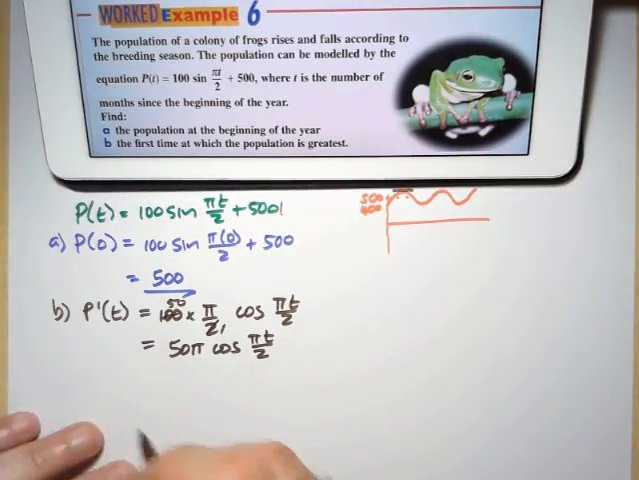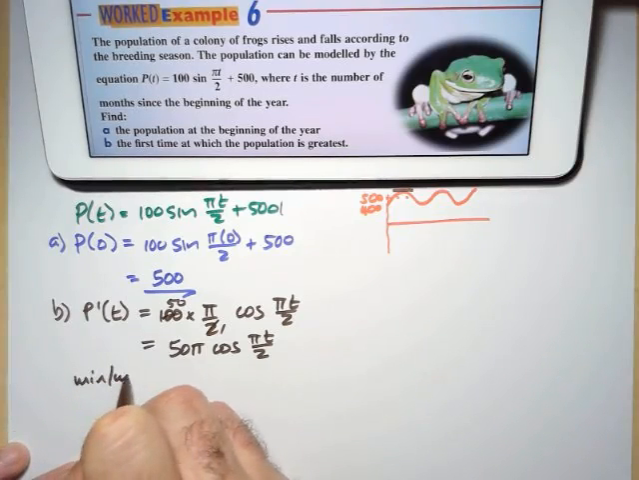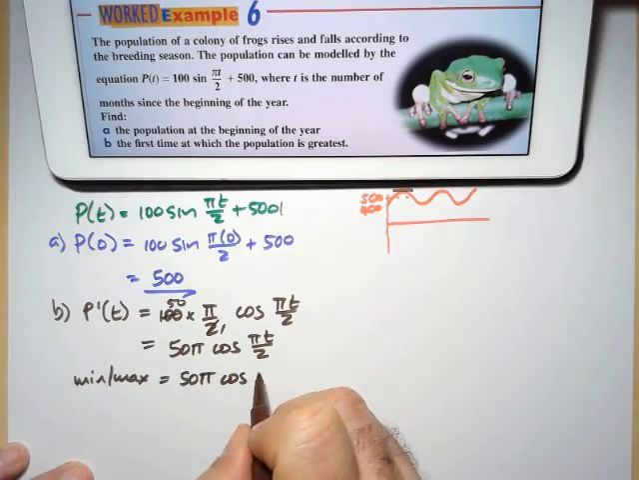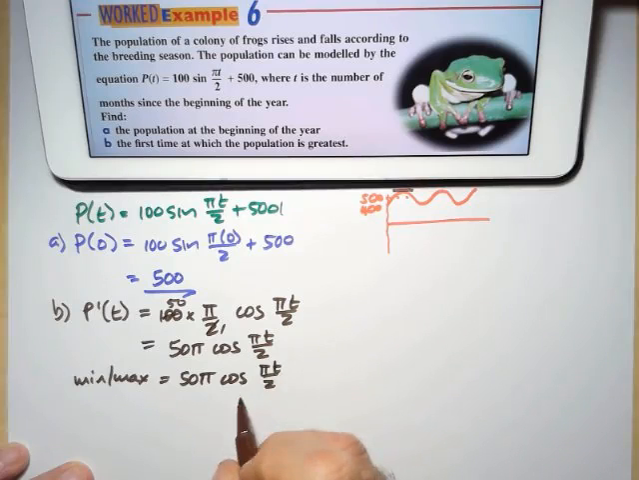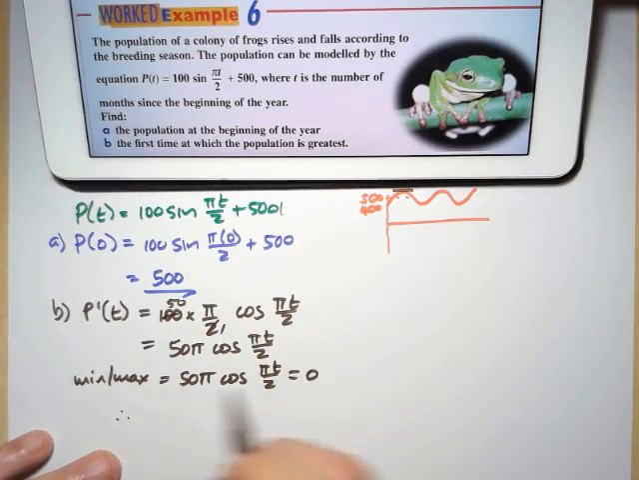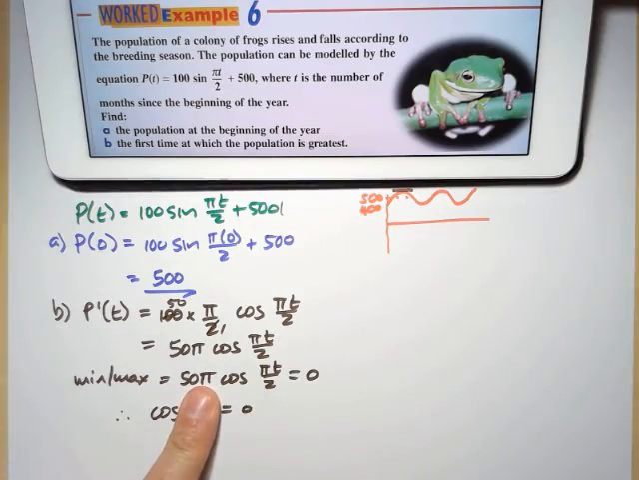Now, for a minimum or maximum, this 50π cos(πt/2) must equal 0. If I divide both sides by 50π, 0 divided by 50π is nothing, so it's where the cos of πt/2 equals 0. Where is the cos of an angle 0? The cos graph looks like this. The cos is 0 there and there, which is π over 2 and 3π over 2.